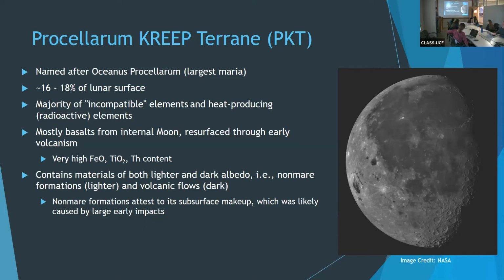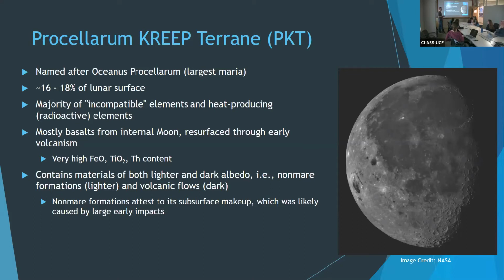And we also do see in this creep terrain that it contains materials of both lighter and darker albedo. So the lighter formations are really the non-mare, which can attest to the subsurface makeup of the creep terrain, which was likely caused by those large early impacts that also brought more stuff up to the surface. And then those dark regions that we see were really due to those volcanic flows that we talked about.